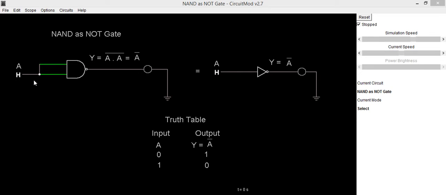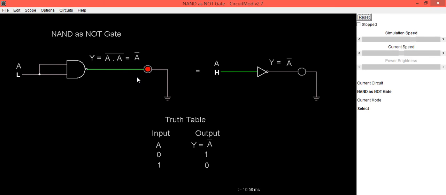So we'll verify its truth table. This is input A. So the output will be the complement of the input. So if the input is high, the output is low, which is the same as our expected truth table. If the input is low, the output should be high, but we are not getting any high output because the circuit is in stop condition. So just reset it.